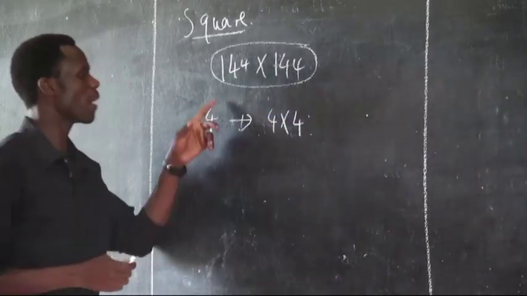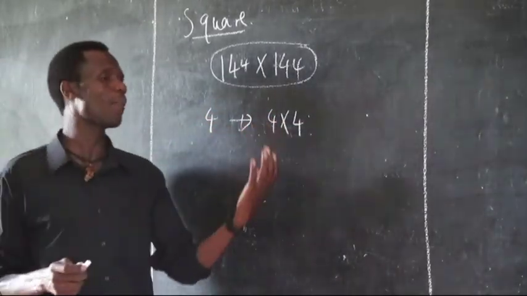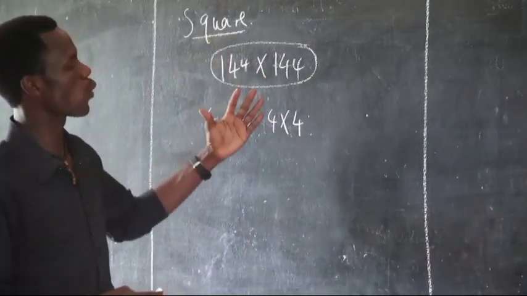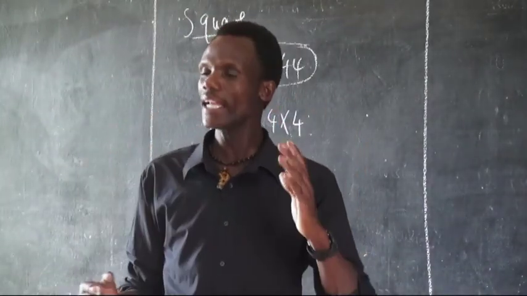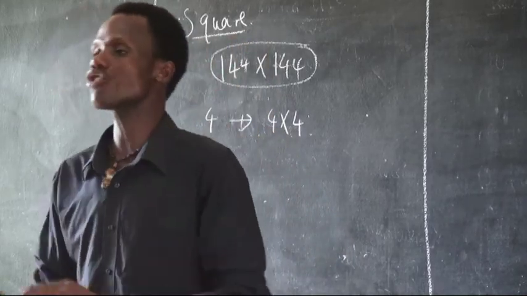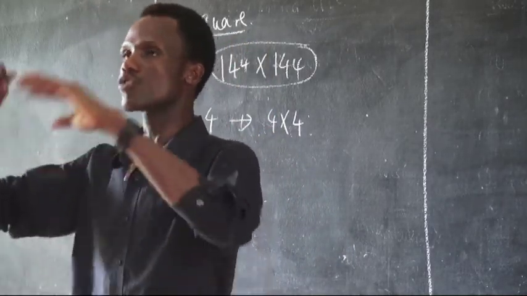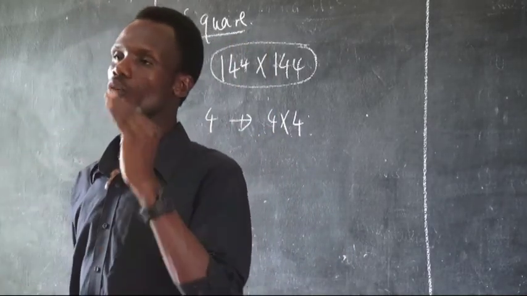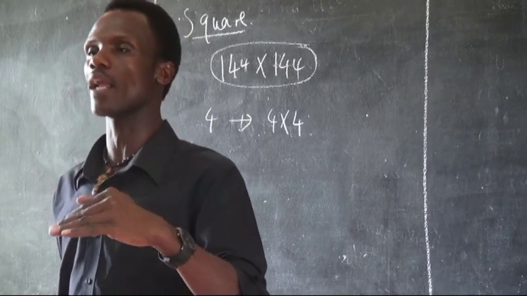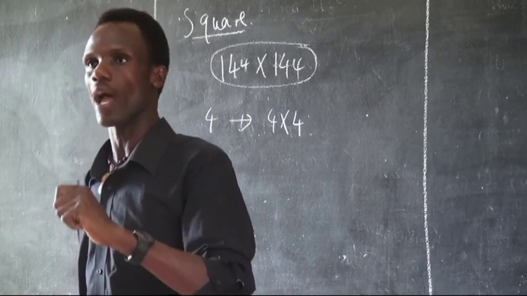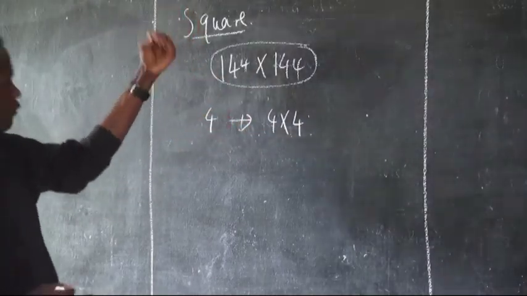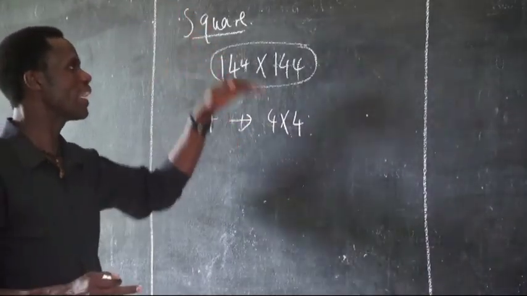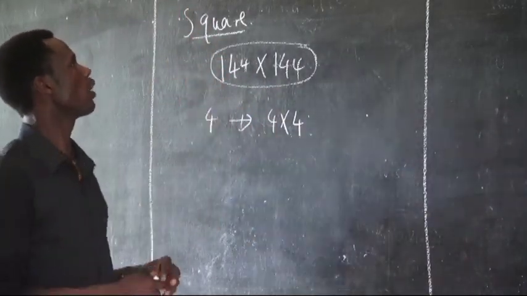So when you take the number and multiply it by the number itself, you're talking about the square. It is not only taking the number, but it's all about multiplying them. When you get the product of that multiplication, that is what we call the square.